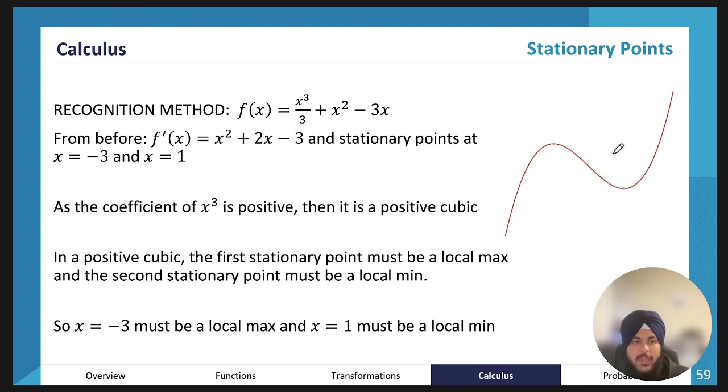Okay, so now we'll have a look at the recognition method. So the recognition method involves a really good knowledge of the function itself. So if you have functions such as this one, I can straight away tell that it's going to look something along those lines. I can tell that the coefficient of x cubed is going to be positive, and therefore we're going to have a positive cubic function. So in a positive cubic, the first stationary point must be a local maximum, and the second stationary point must be a local minimum for this particular graph.